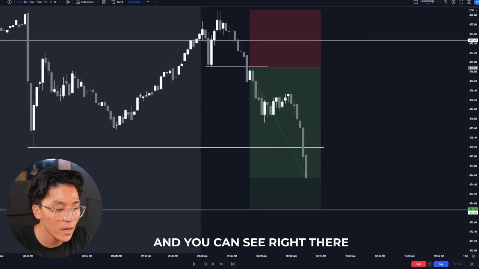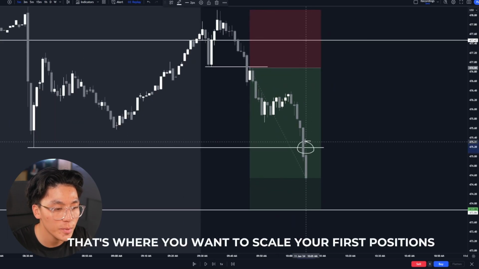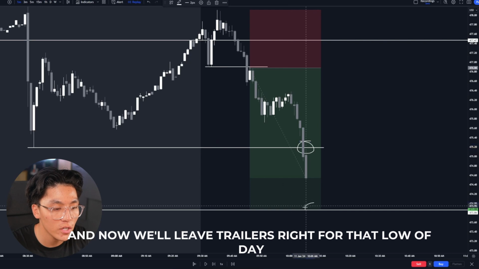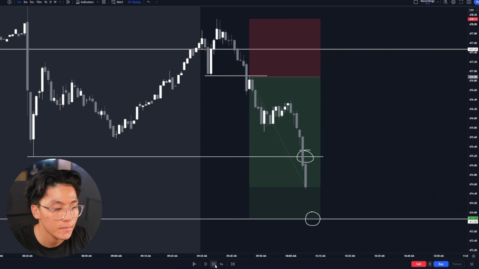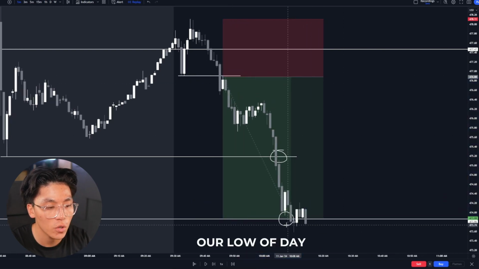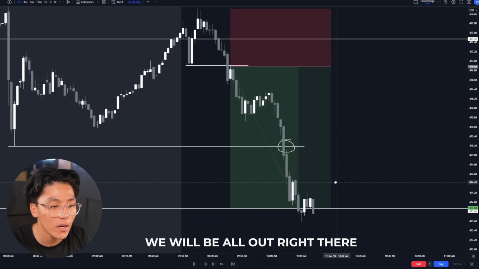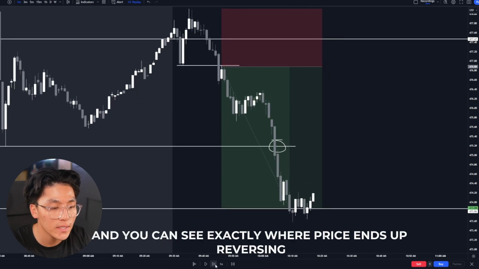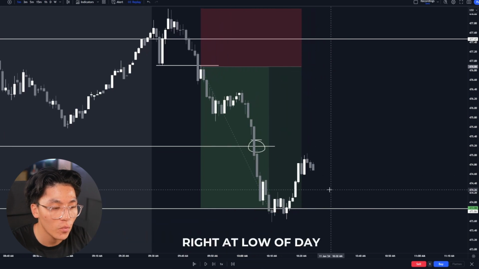And you can see right there, that's where you want to scale your first positions. And now we'll leave trailers, right, for that low of day, that previous low of day level. And you can see right there, we finally hit it. Our low of day, we will be all out right there. And you can see exactly where price ends up reversing right at low of day.